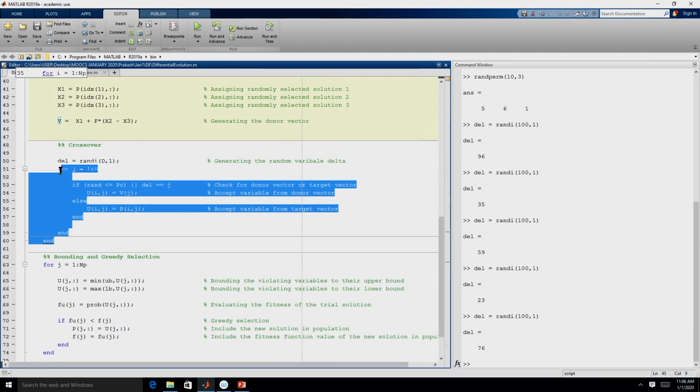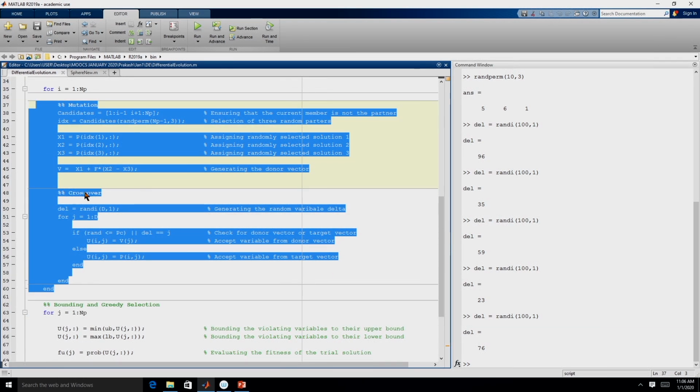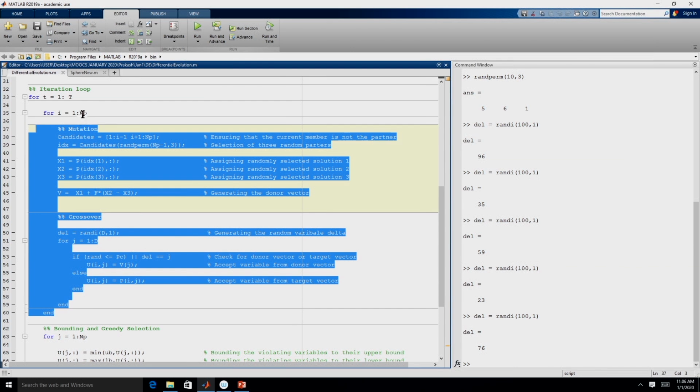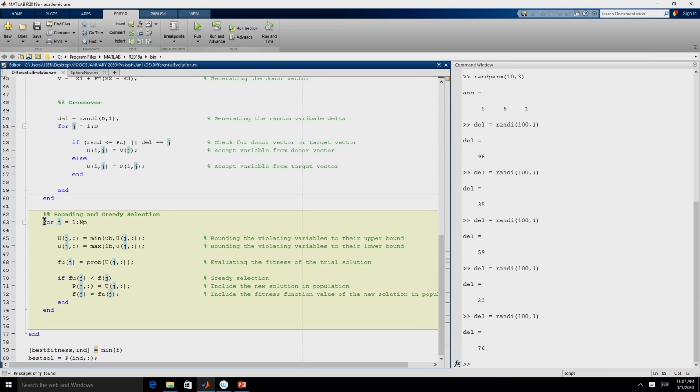So, once the mutation and crossover is over for a particular member, we need to do it for the second member, third member, till the NP members. Then here we again run a loop for j equal to 1 to NP, and we bound the variables. This bounding of the variables we have seen previously: we use a min operator, min of ub comma the actual solution. The actual solution is the jth row, all columns, which will give us the jth solution.